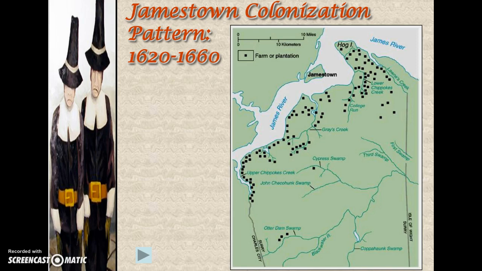Here you can see the pattern of colonization again. Notice how close they are mostly to the water. A lot of the more inland settlements are going to be people who are of lesser social rank. Right? The wealthy people live closer to the water. And we'll talk about why that is.